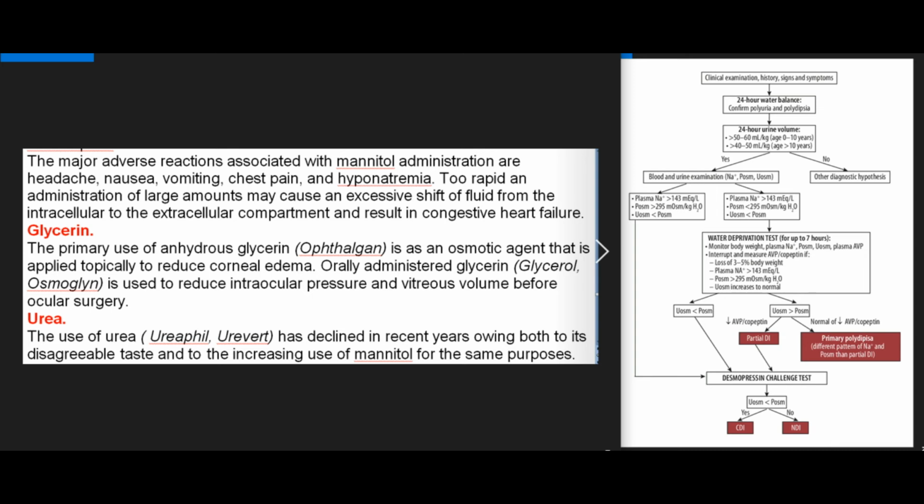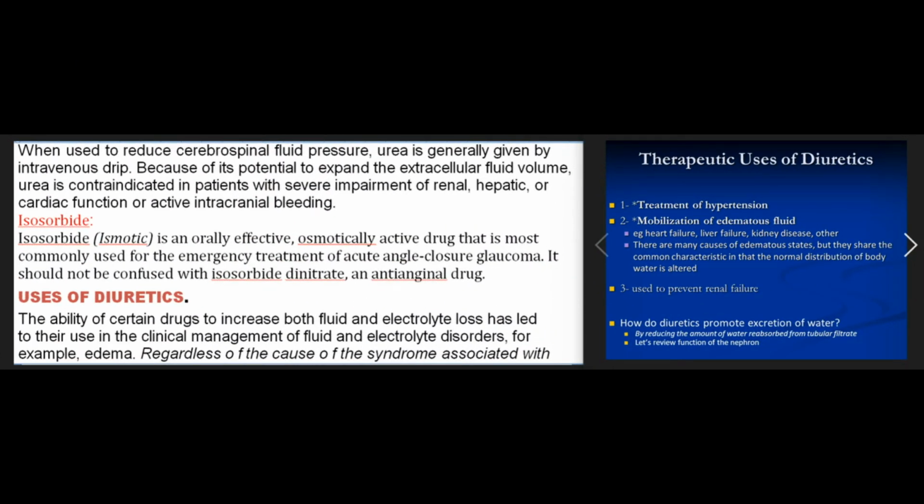Urea. The use of urea, Ureaphil, Urevert, has declined in recent years owing both to its disagreeable taste and to the increasing use of mannitol for the same purposes. When used to reduce cerebrospinal fluid pressure, urea is generally given by intravenous drip. Because of its potential to expand the extracellular fluid volume, urea is contraindicated in patients with severe impairment of renal, hepatic, or cardiac function or active intracranial bleeding.